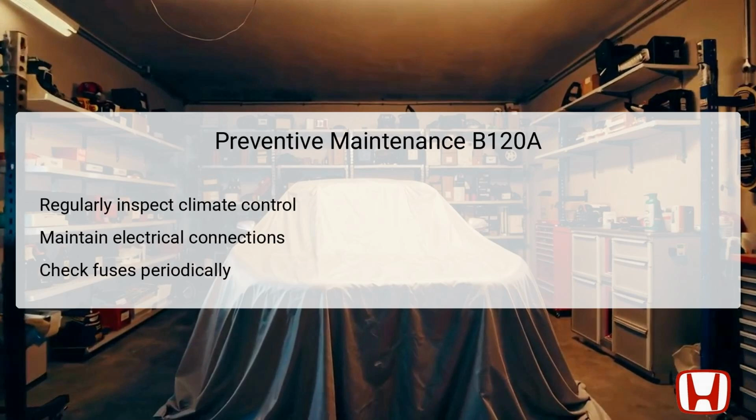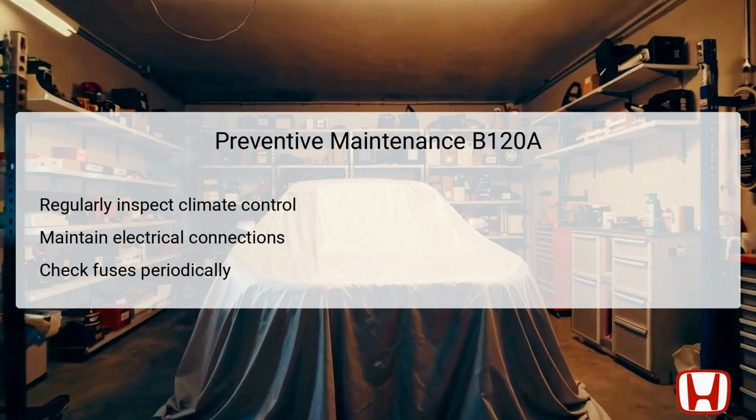To prevent issues like DTC B120A from occurring again in the future, implementing regular preventive maintenance is essential. This includes routinely inspecting the climate control system for any signs of wear or damage, such as frayed wires or corroded connectors. Ensuring that all electrical connections are secure will help maintain proper system functionality.